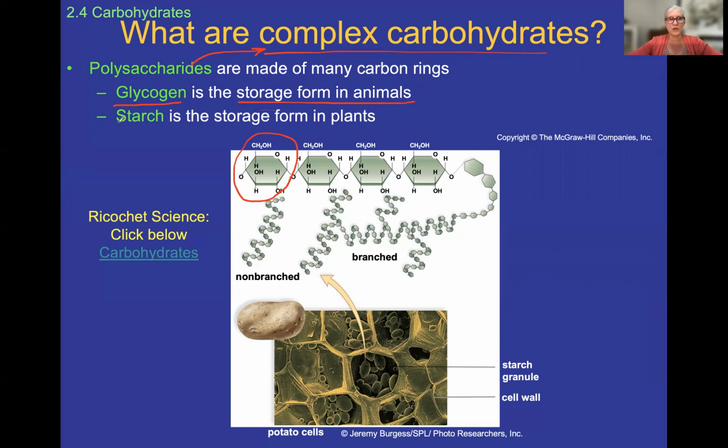Starch is also a polysaccharide or complex carbohydrate, but that is stored in plants. So here you're seeing starch grains. Here's a grain of starch that's in a potato as an example.